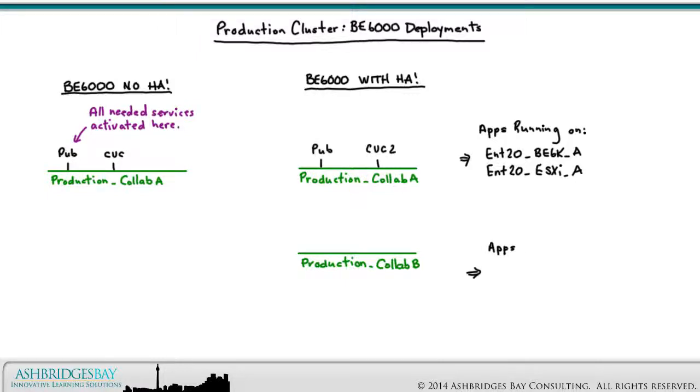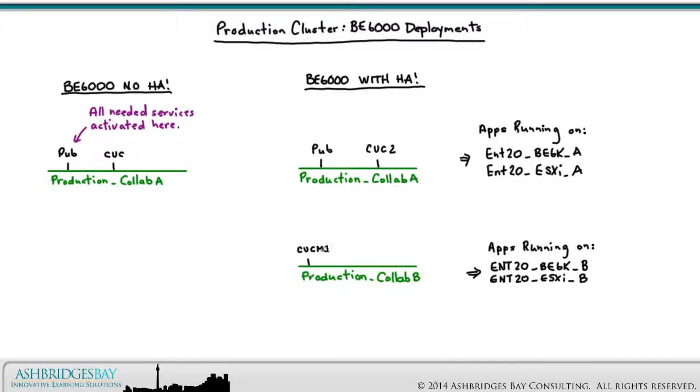Apps on the Production Collab B VLAN will be on our second BE6000 Enterprise 20 BE6KB. Our ESXi host corresponding to this server will be Enterprise 20 ESXi-B. Our primary call processing server, CUCM1B, will go on Collab B. If we have a CUC deployment, our CUC publisher, CUC1, will be on Collab B, and the subscriber, CUC2, will be on Collab A. Cisco recommends that you do not put all of your publishers on the same server. Our CUCM publisher will be our backup call processing server and our primary TFTP server.